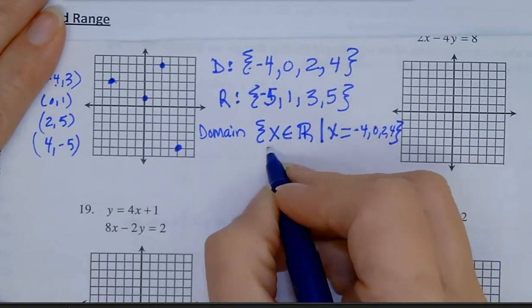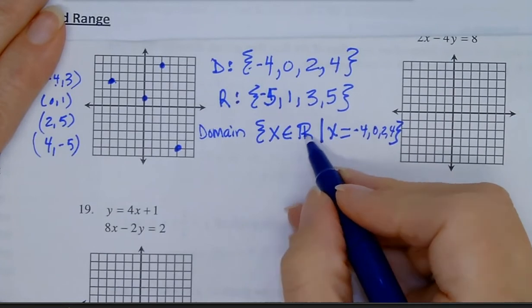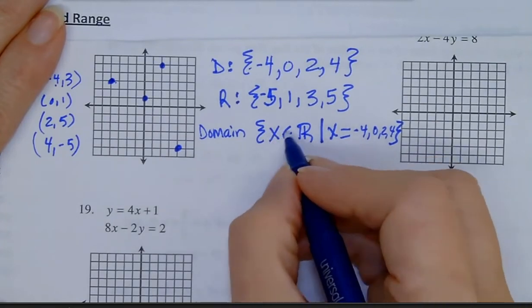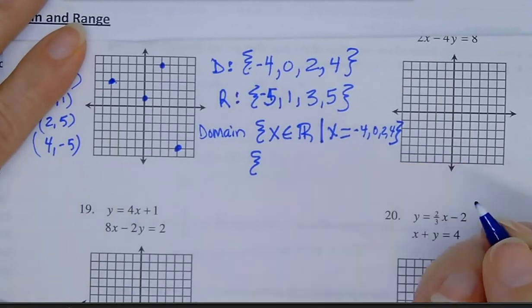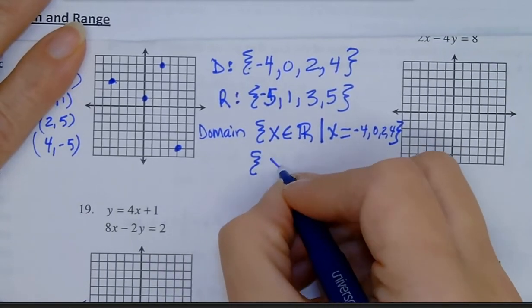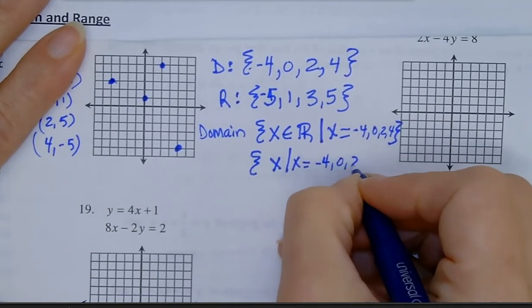Remember, curly braces tell me I have a set of information. We are only working with the real number system in this class, so far anyway, and so I'm going to shorten this and write it in shorthand. The easier way to write it, we're going to take away "element of the real number system," since that's true for all of the stuff that we do. I'm going to say x such that x equals -4, 0, 2, 4.